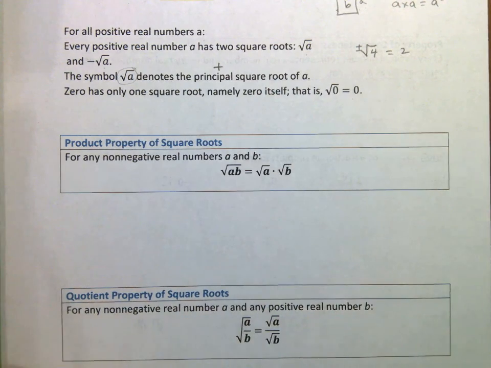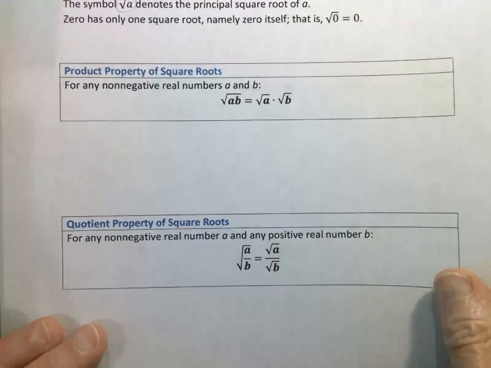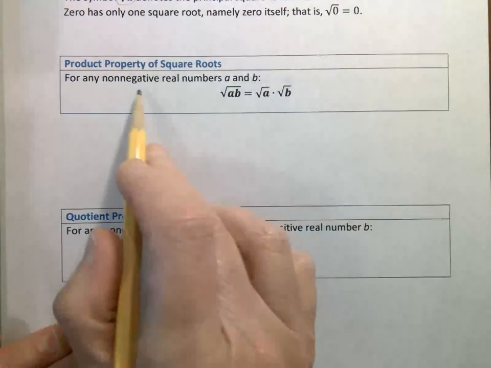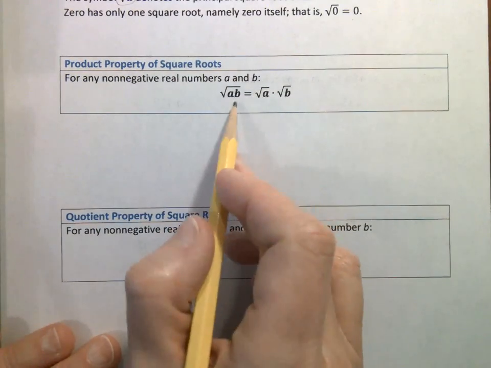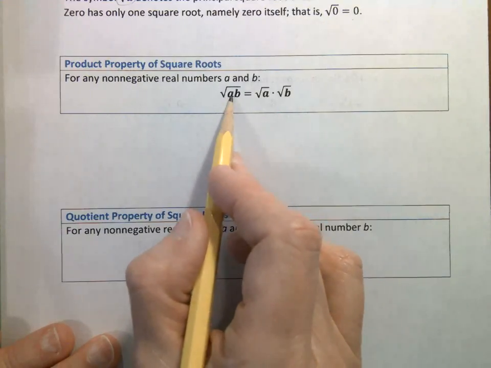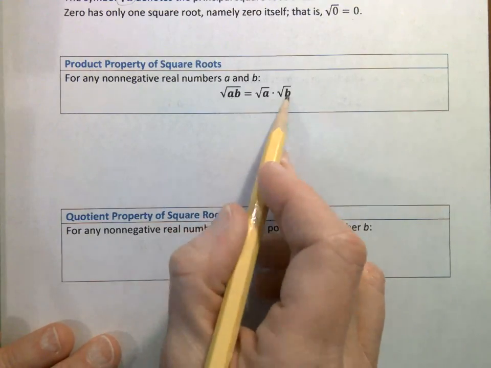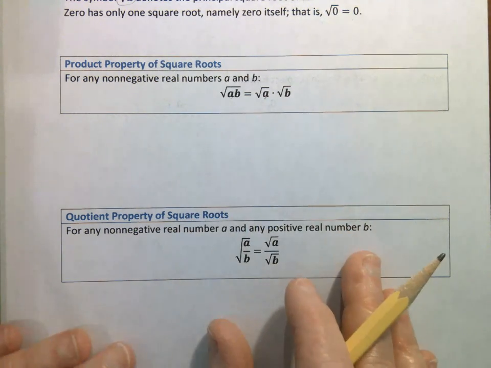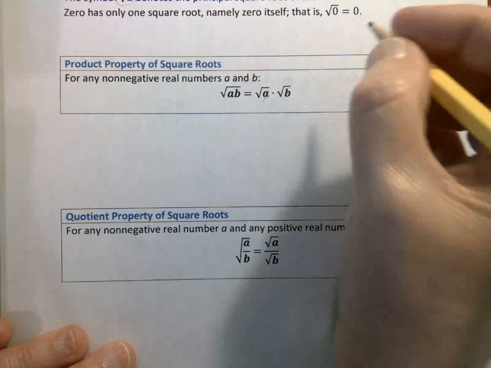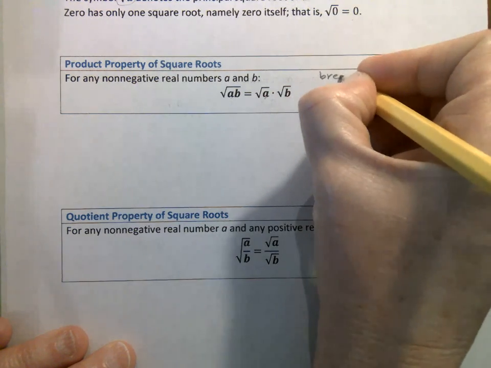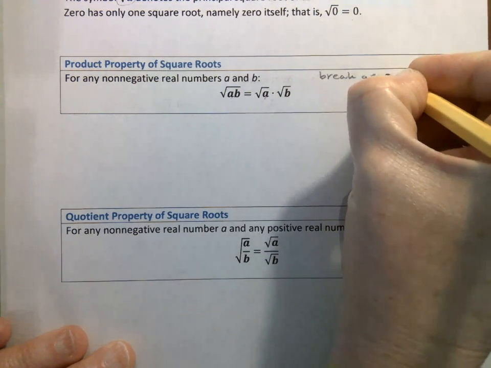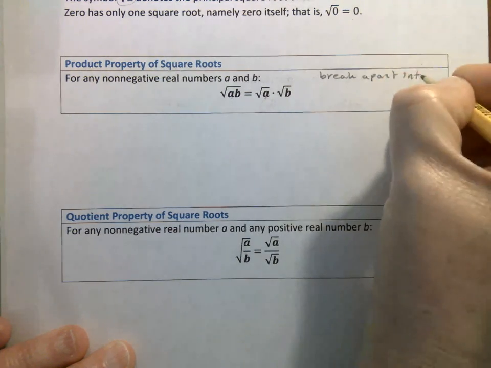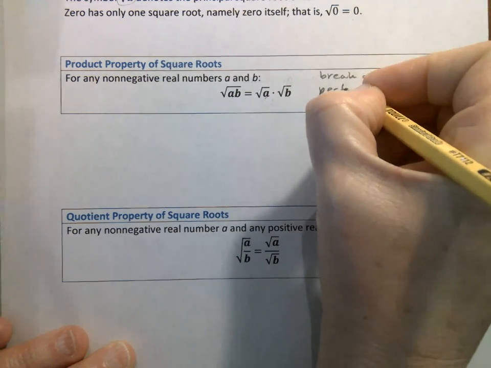All right, so we have a couple properties here. First is the product property of square roots. Basically, what that says is for any non-negative real numbers a and b, if I have a number that I'm taking the square root of, I can break it apart into factors. The type of factors I'm looking for are perfect square factors, so we want to break it apart into perfect square factors.